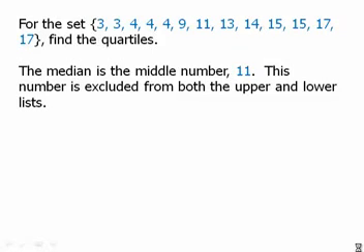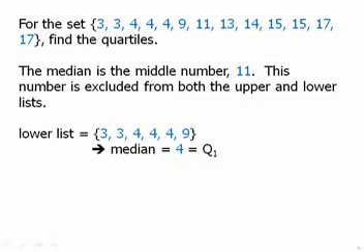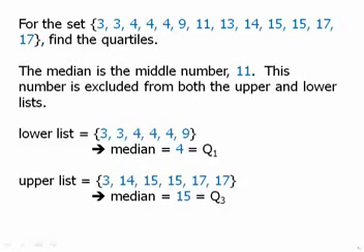And then the lower list, those are all the numbers below 11. The median is 4. Technically, it's the average of those two middle 4s. The upper list, the median is 15. Technically, it's an average of those two middle 15s. And so we have Q1 is 4, median is 11, and Q3 is 15.